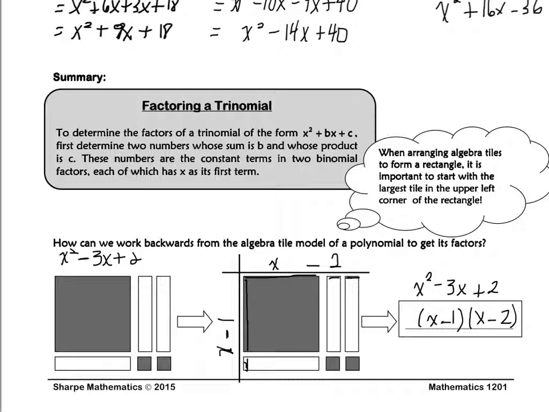And if you check, x times x is x squared, minus 2x minus x will give you negative 3x, and negative 1 times negative 2 will give you positive 2. So that will multiply to give you what we started with.